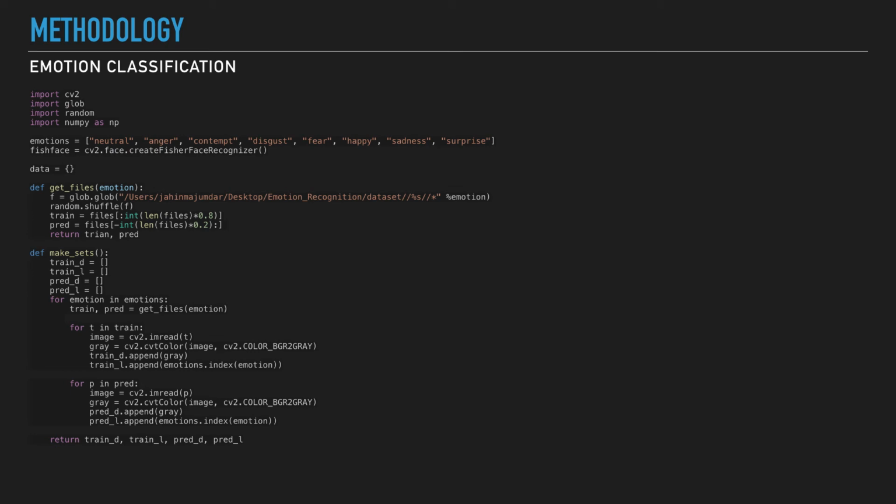Since we are using the Fisher face recognizer, we will initialize the Fisher face classifier in the beginning. And then we store 80% of the dataset in the variable train and 20% of the dataset in the variable pred. Then we run a loop through all the emotions and append the data to the training and prediction list and generate the labels defined 0 to 7. Then we iterate through the training dataset, convert the image to grayscale, append the image array on the training dataset, and we repeat the same function for our prediction set.